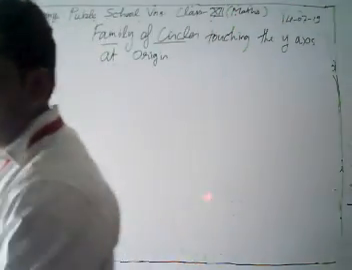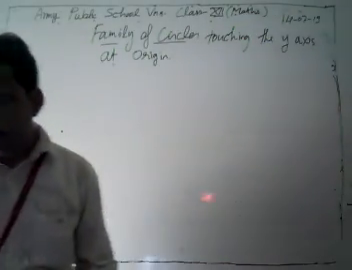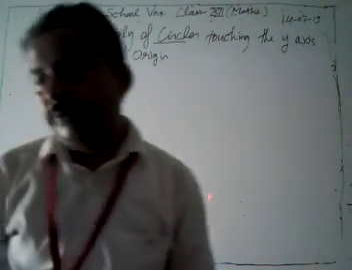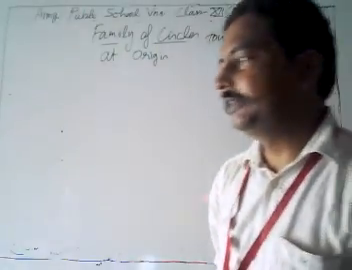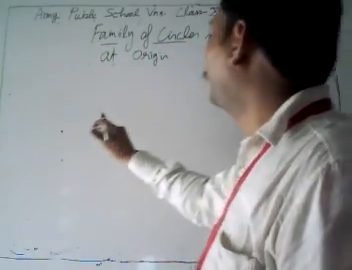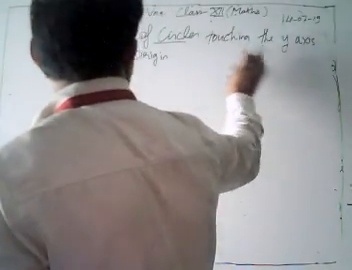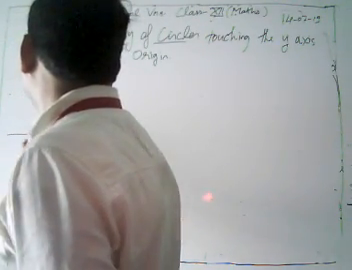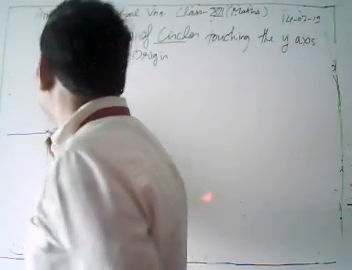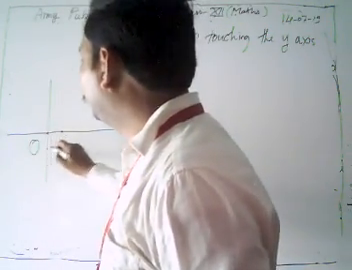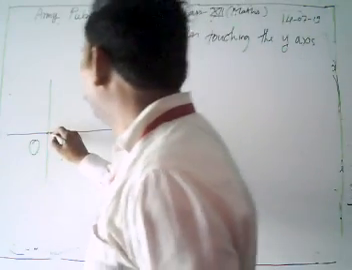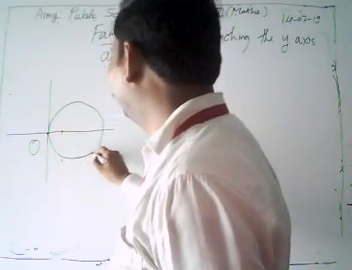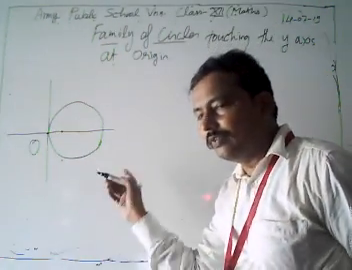To find this, look, it's a word problem, so to find the differential equation we have to form the curve equation. First of all, we are going to draw the figure. This is our y-axis, this is our origin, and this is our circle touching the y-axis at the origin.